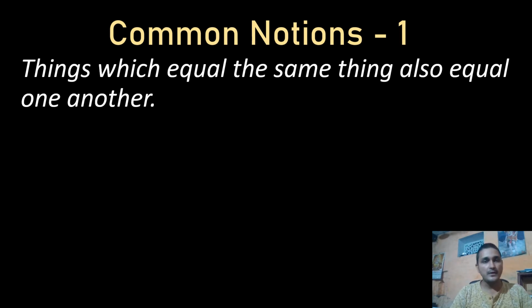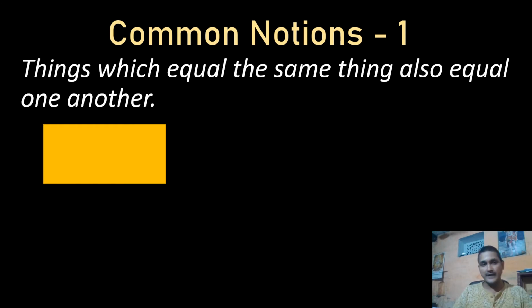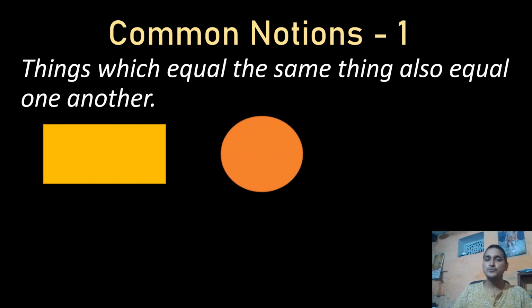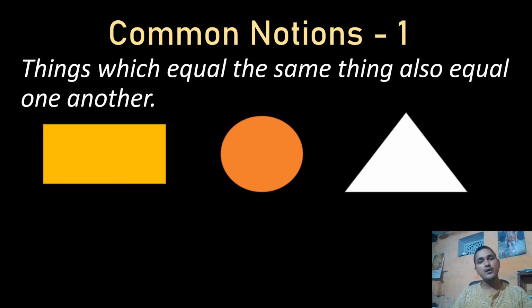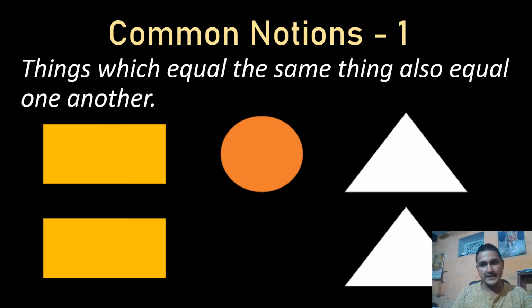We can understand this with one example. Suppose we have a rectangle whose area is equal to the area of a circle, and the area of the circle is equal to the area of a triangle. So as per common notion 1, the area of the rectangle will be equal to the area of the triangle. This is common notion 1.